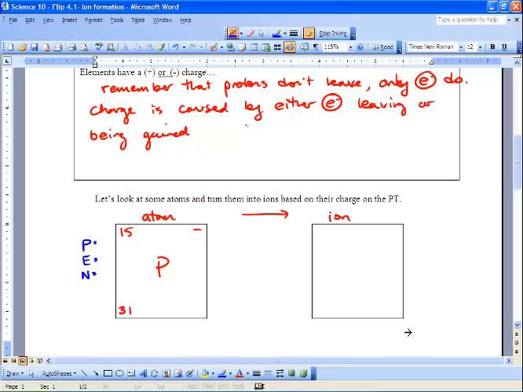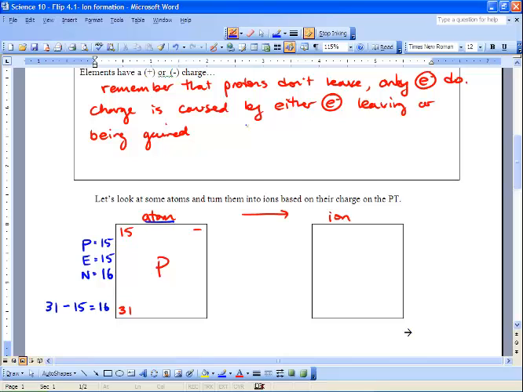And I do this for all of the atoms to turn them into an ion. So we've got 15 protons. And in an atom, we've also got the exact same number of electrons. They've got to be balanced, protons and electrons. And neutrons, well, we go 31, our atomic mass, minus our atomic number, and we get 16. And that's the number of neutrons.